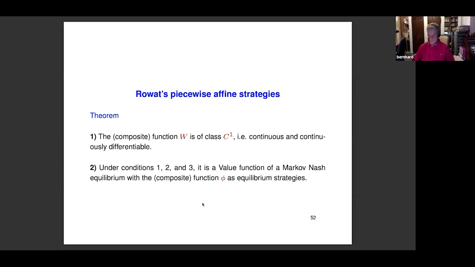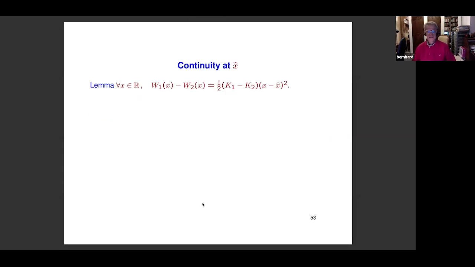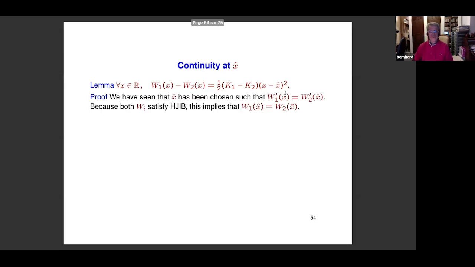Let's prove this theorem. Continuity at x hat. I claim that for all real x, the difference W1 of x minus W2 of x, remember these are the classical quadratic value functions, is 1/2 (k1 minus k2) times (x minus x hat) squared. To tell the truth, I first found that by direct calculation with this horrible formula, and it looked like magic. But actually, it's very simple. This is the proof.